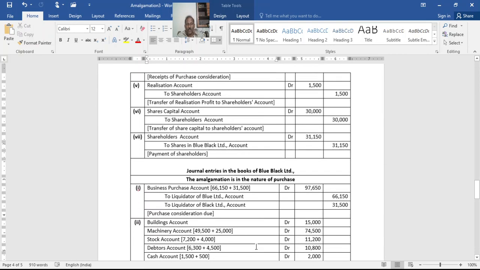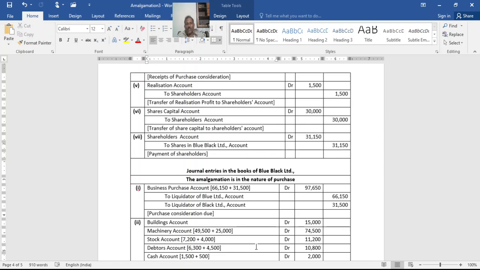Then you are asked to pass the opening balance sheet after amalgamation in the books of Blue Black Limited. Within bracket you write there Blue Black Limited is a transferee company, and as you know in the syllabus it is only one method, amalgamation in the nature of purchase.